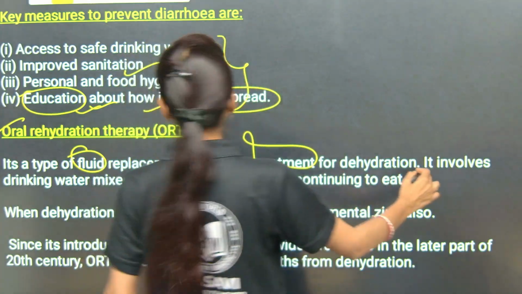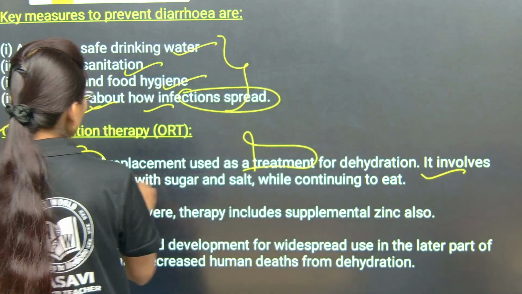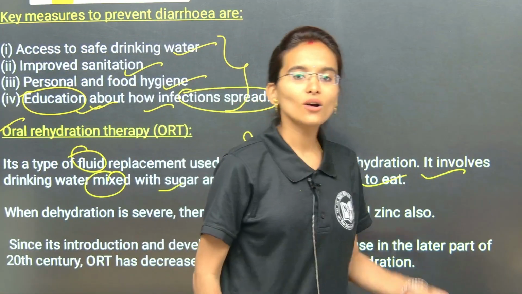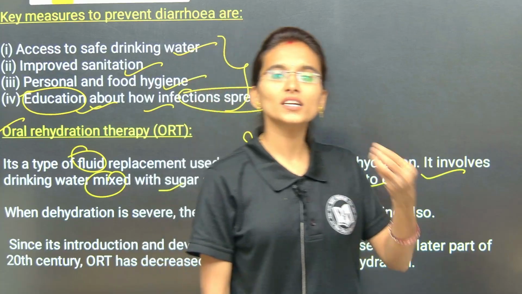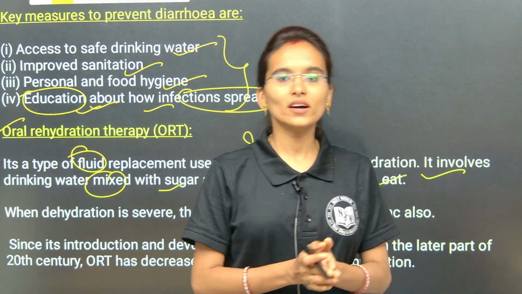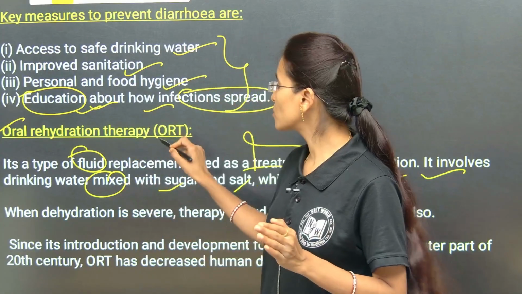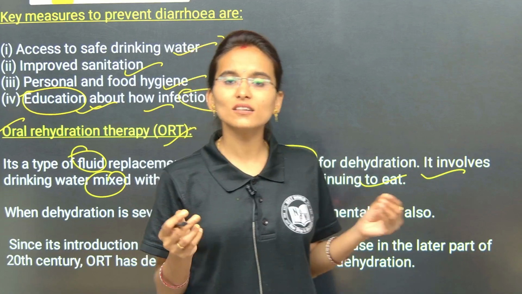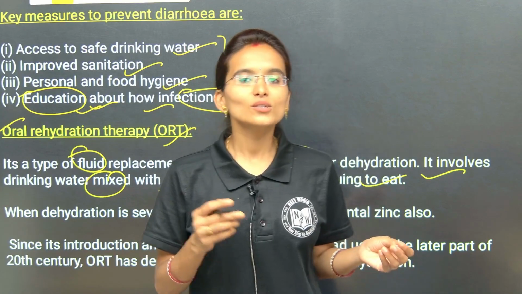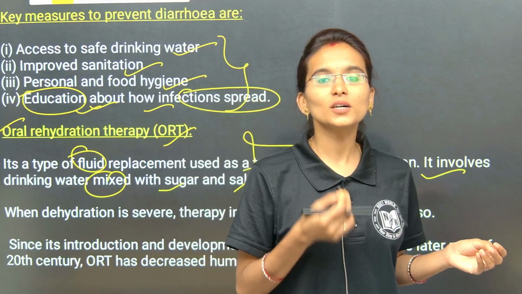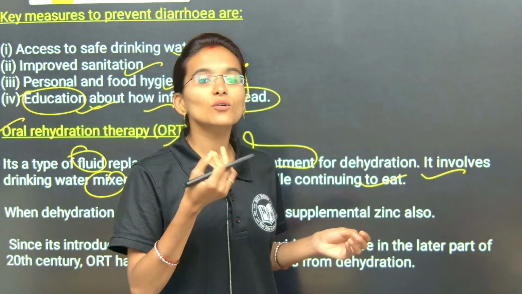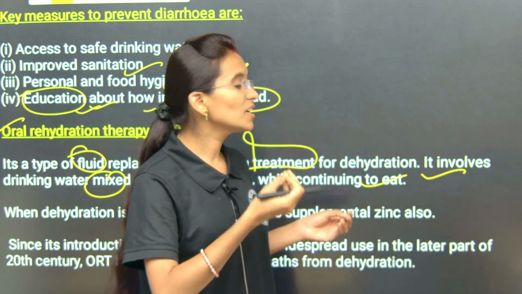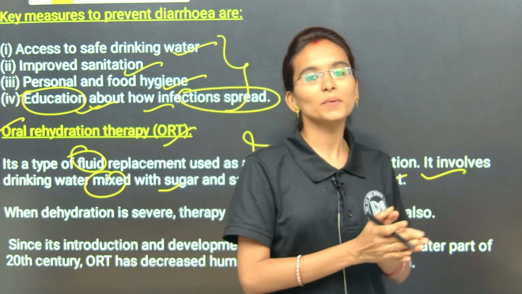It involves drinking water mixed with sugar and salt while continuing to eat. After eating the food and before eating the food, you can take the ORS. So ORT is nothing but the oral rehydration treatment. This is very easy, my dear students, no need to panic at all. Oral rehydration treatment is giving the oral rehydration salts to rehydrate the patient's body.